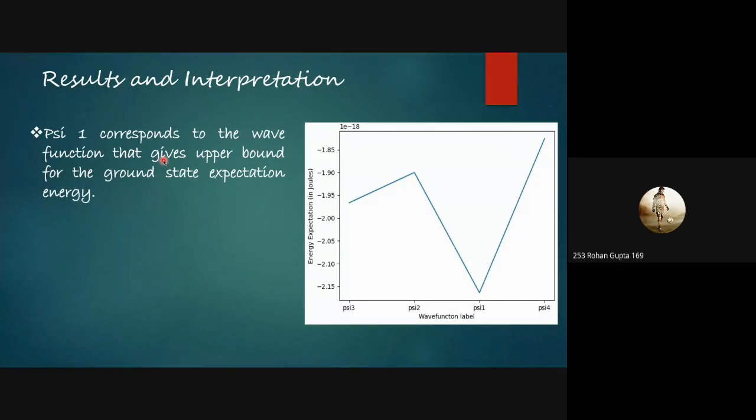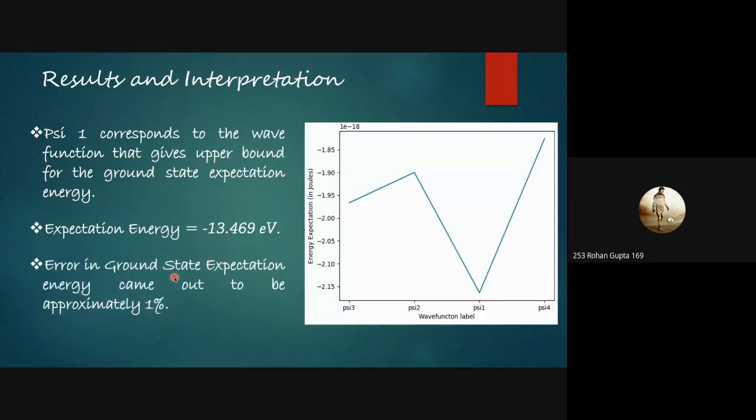And that is the thing about the variational principle. We can only say that the wave function we have is closer to the ground state. The expectation energy which was obtained was minus 13.469, and it had an error of about 1% compared to the theoretical value.